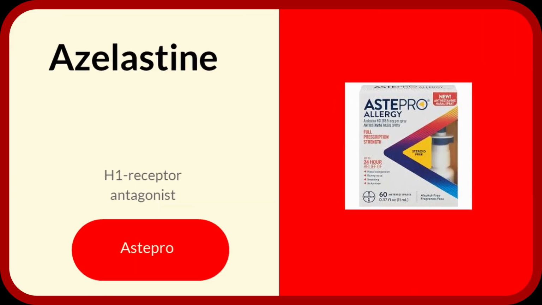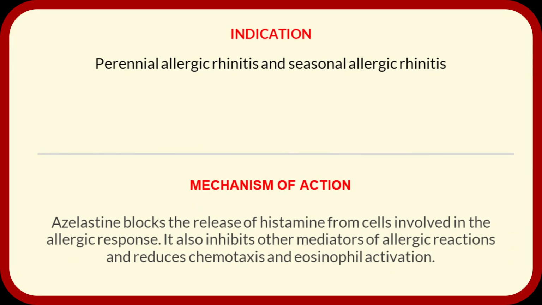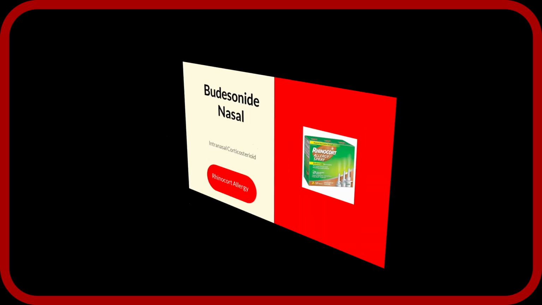Now let's look at the nasal sprays, starting with nasal antihistamines. Azelastine, which has the brand name Astepro, is indicated for perennial allergic rhinitis and seasonal allergic rhinitis. Azelastine is a selective H1 receptor antagonist that blocks the release of histamine from cells involved in the allergic response. It also inhibits other mediators of allergic reactions and reduces chemotaxis and eosinophil activation.